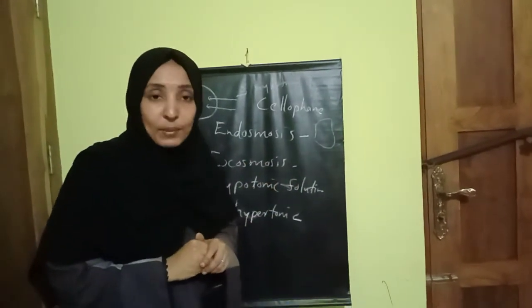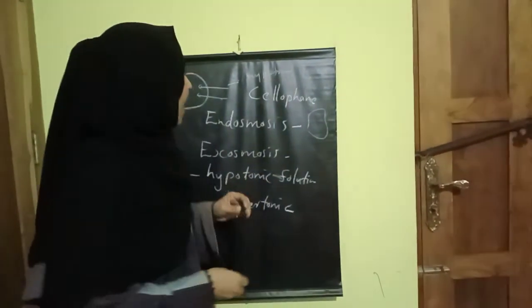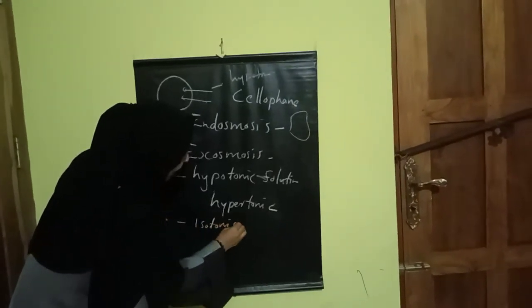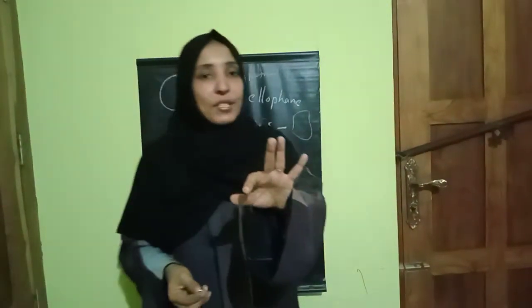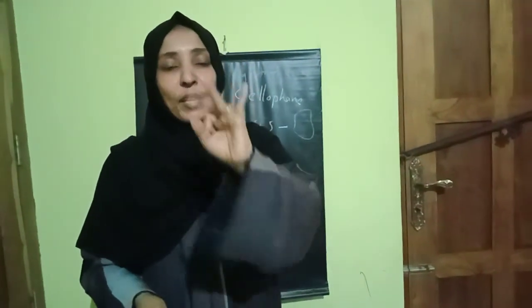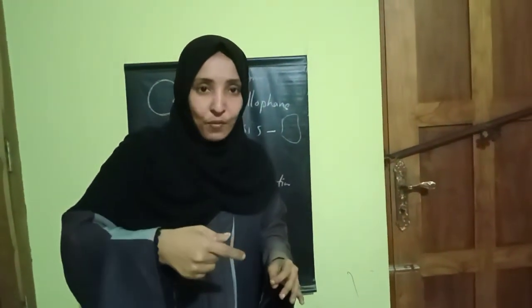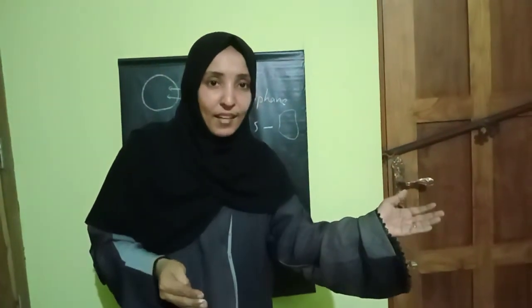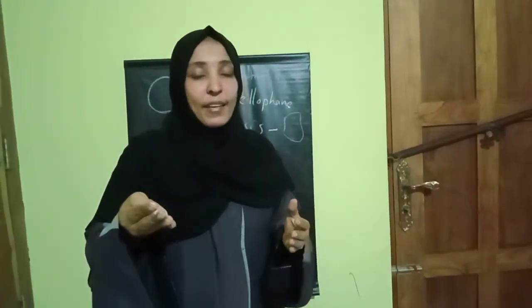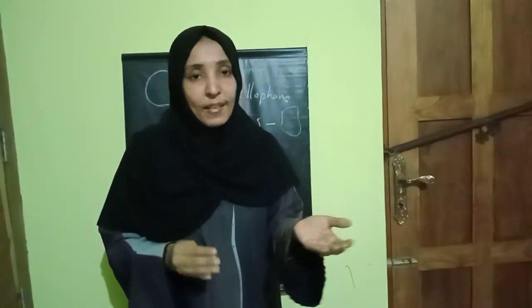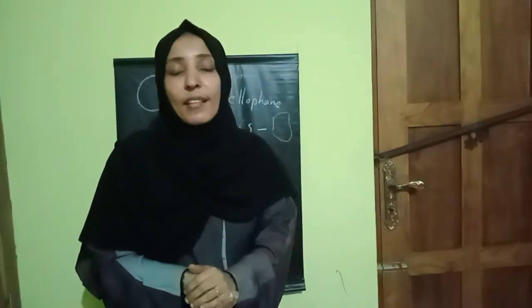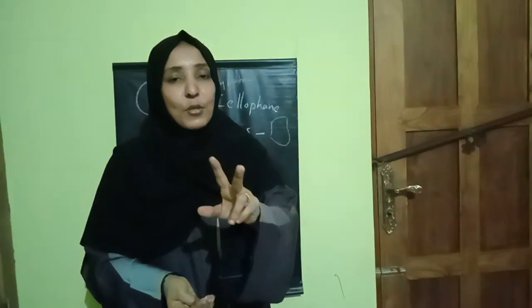Such solutions are called isotonic solutions. So three types of solutions we discussed: hypertonic, hypotonic and isotonic. Hypo means lower: a solution with lower concentration than that of the cell is hypotonic. Hyper means higher: a solution with a higher solute concentration than that of the cell. Iso means same: a solution with the same solute concentration as the cell. These are the three kinds of solution.